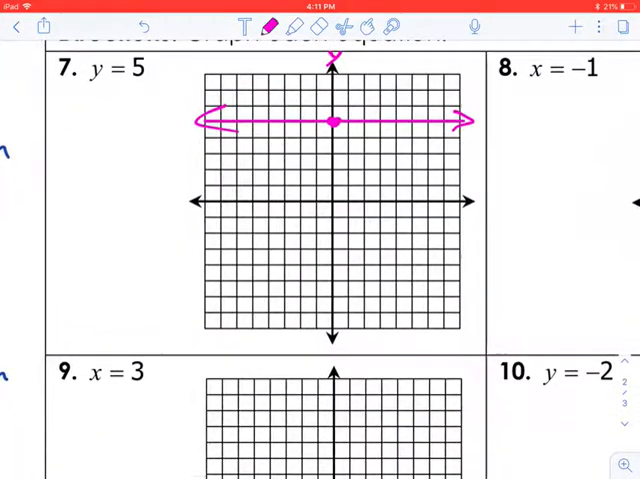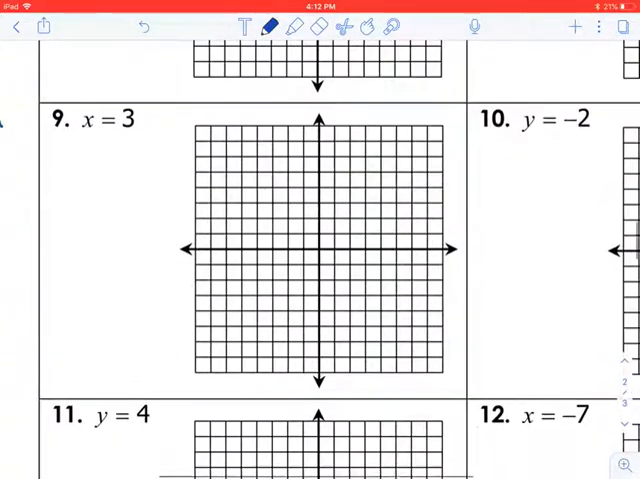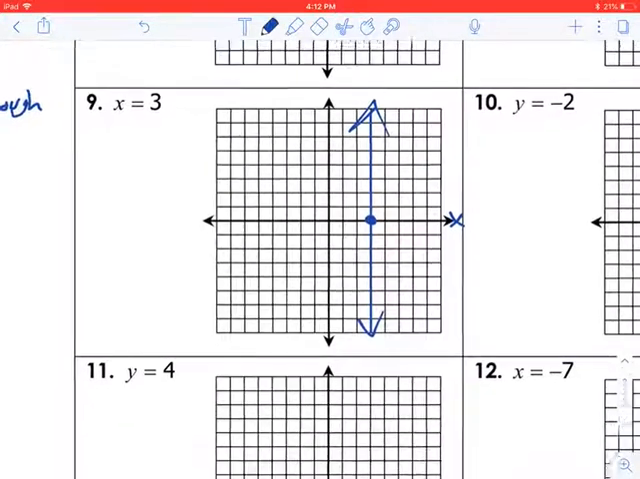So, same thing on number 9. This time it says x equals 3. So look at the x-axis. 1, 2, 3. And go through that point. Not along the axis, but through that axis. And there we go.